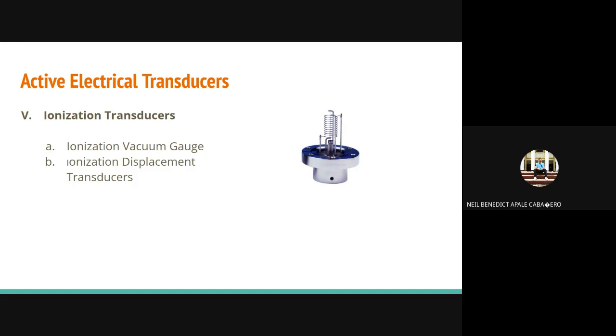It is a device used for the measurement of pressure in vacuum systems or in the very low pressure region. This example has a picture, which you can see on the right. And next is the ionization displacement transducer. Also, to add, ionization transducers can be found in some smoke detector systems which are powered by ionization transducers. So that's it for the active electrical transducers, in both the passive and the active classes.